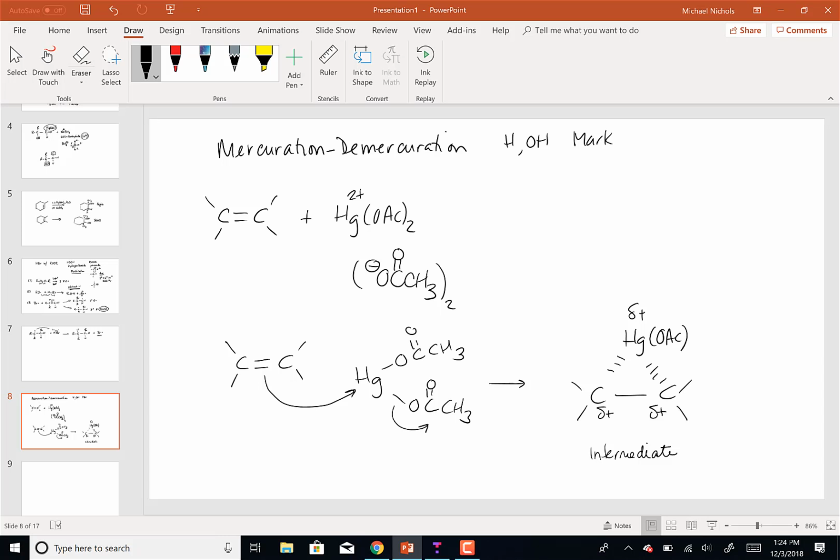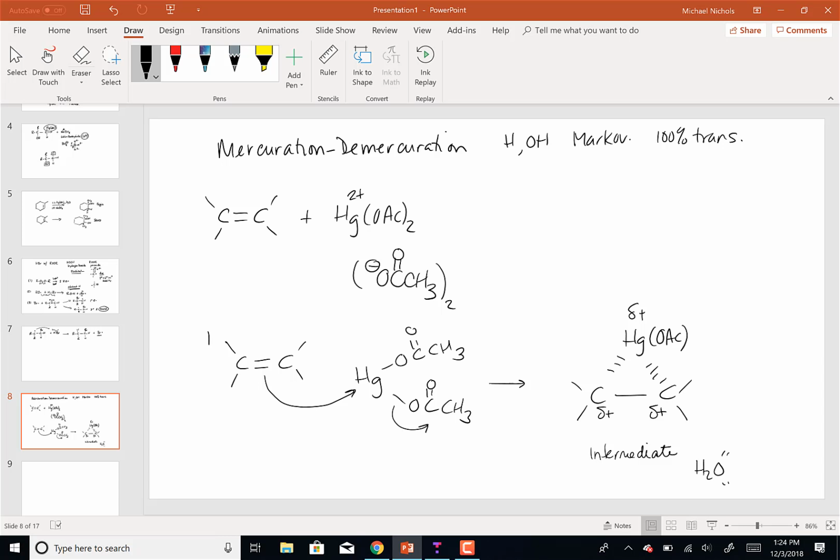It's going to end up Markovnikov, and it's going to end up 100% trans. And you can see why it's 100% trans, because of the triangular mercurinium ion. Okay. So now if I'm water, I'm forced to add opposite the mercury.